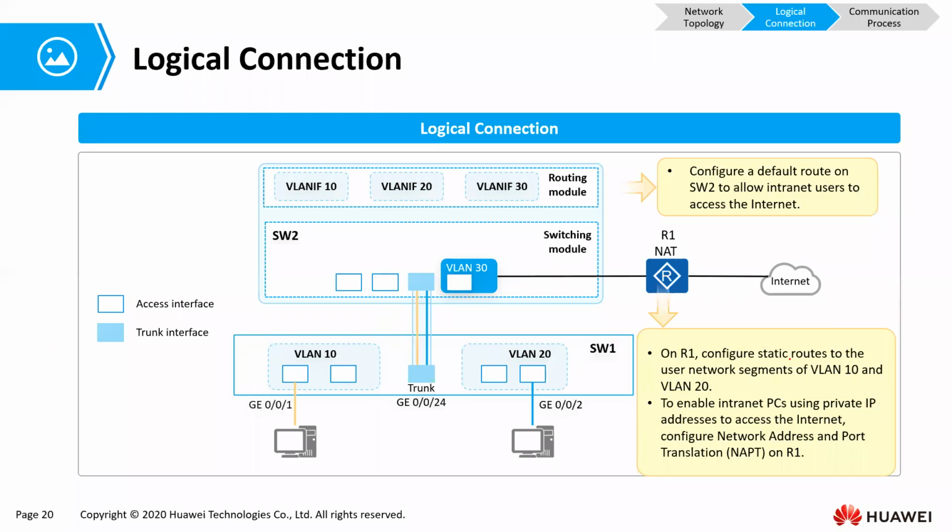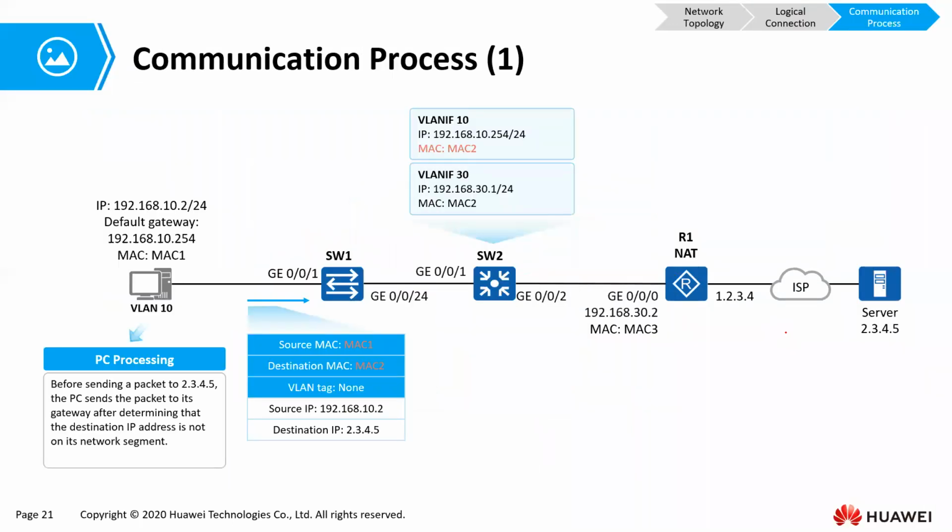Now this is the logical connection. You have the switch and it has different VLANIFs there. That is its routing module, its layer 3 capability up there. The switching module is just here. Out there, there is no VLAN, so it will be untagged at the exit. That is the logical connection. Let us look at the communication process.